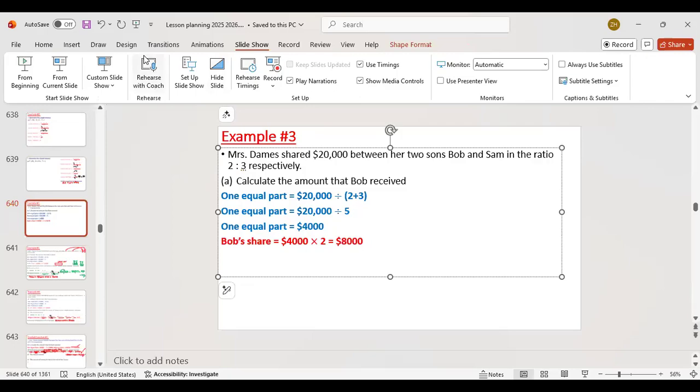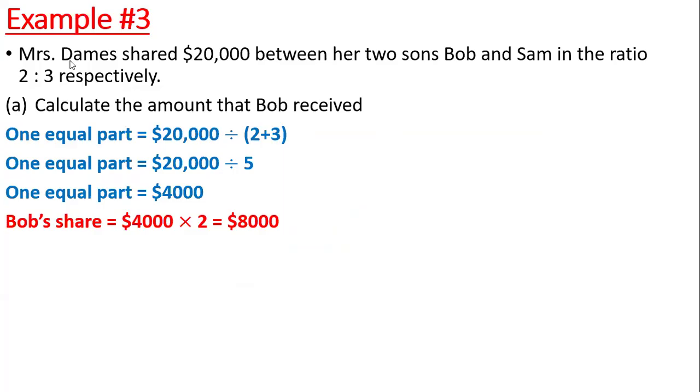For those of us who don't understand what's happening, let me go ahead and simplify it for you. What we basically did is we have Bob, and Bob has 2 equal parts. And then we have this person named Sam. This is their 2 sons. So Sam, the other brother, has 3 equal parts.